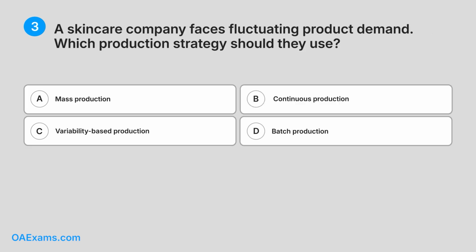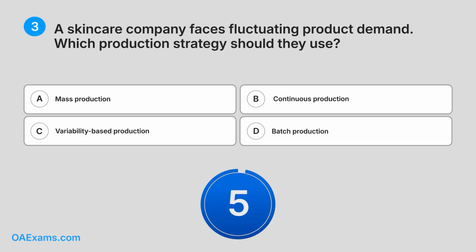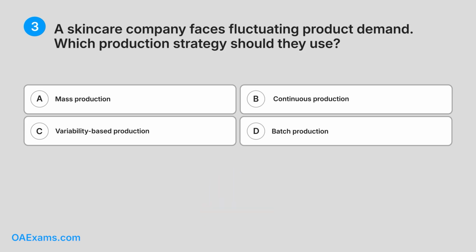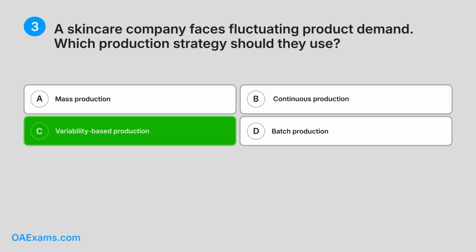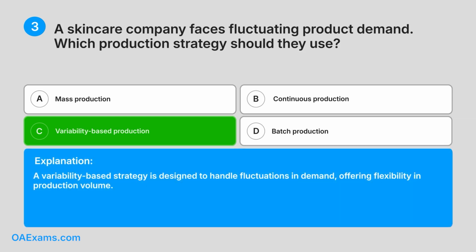3. A skincare company faces fluctuating product demand. Which production strategy should they use? A. Mass production, B. Continuous production, C. Variability-based production, D. Batch production. What do you think is the answer? Correct answer, C. Variability-based production. Explanation. A variability-based strategy is designed to handle fluctuations in demand, offering flexibility in production volume.